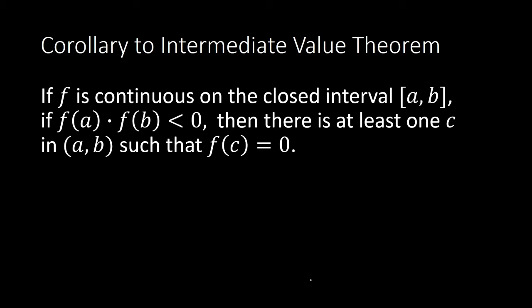If f is continuous on the closed interval [a, b] and if their product is less than 0, so this means the product of f of a and f of b is negative, then there is at least one c in this open interval such that f of c is equal to 0. If f of c is equal to 0, c is what you call your x-intercept.